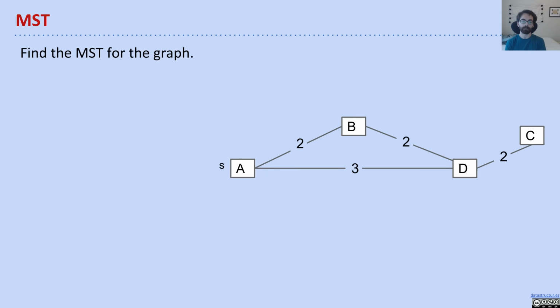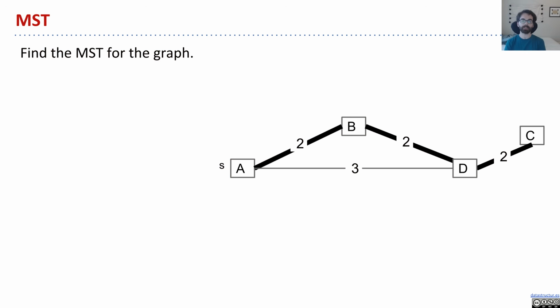Okay, so in this case, since I have 4 vertices, the minimum spanning tree should have 3 edges, and they happen to be the weight 2 edges, and that covers everything that we need.